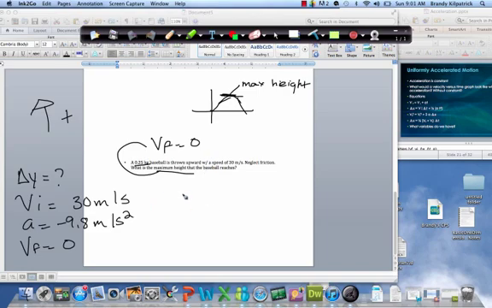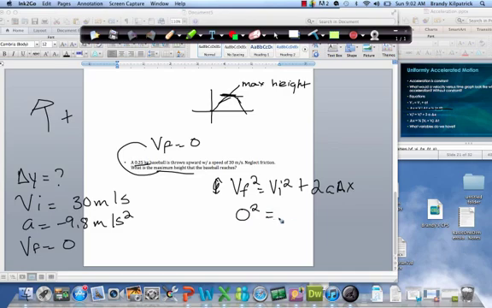So now we're going to pick an equation. So the first one, I have VF, I have VI, I have A. I could solve for time, but it's not asking for that, so let's look for something else. Delta X is unknown, so is time, so I cannot use that one at all. The third one says VF, I have that. I have VI, I have acceleration, and I'm looking for delta X, so I can use the third equation. So VF squared is equal to VI squared plus 2A delta X.